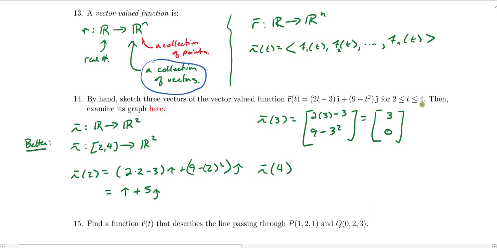We could plug in 4. We could plug in any real number, because all I asked you to do was find 3 output vectors. So I could have plugged in any real number between 2 and 4, like 3.5, or maybe r of pi or something like that.